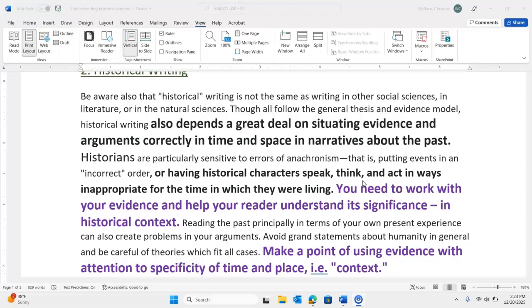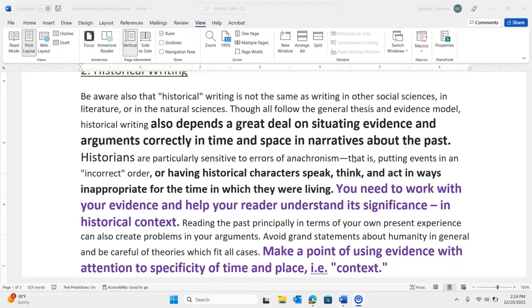Historians are particularly sensitive to errors of anachronism, kind of having things that have no concept of chronology, having historical characters think or argue something that would be inappropriate for what they actually believed. So historical context is all about your ability to work with the evidence in your voice and help your reader understand the significance of your evidence. So your evidence may say something, but the way you make a case to use that evidence must consider historical context. And this is really a key thing to find in historical writing.